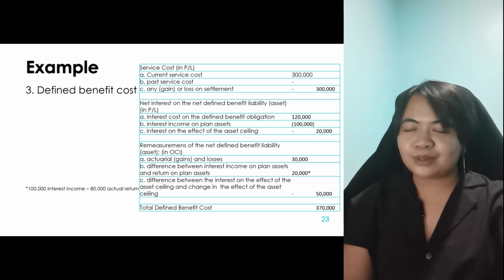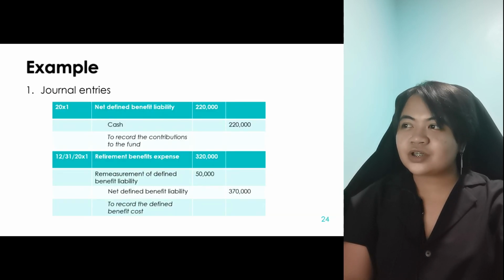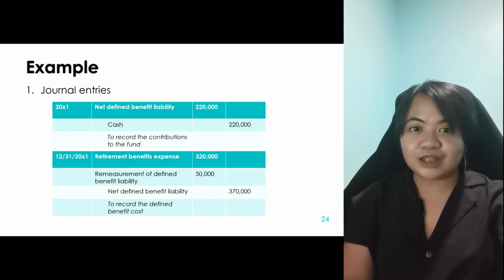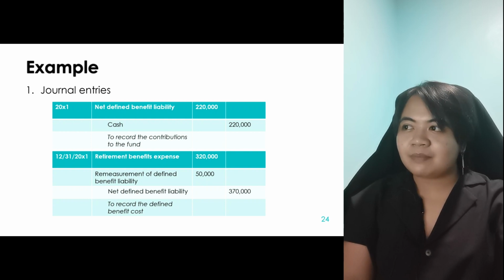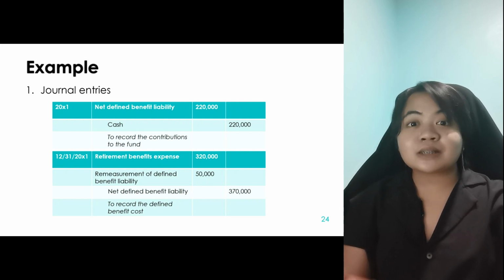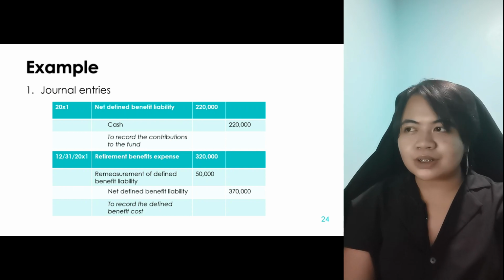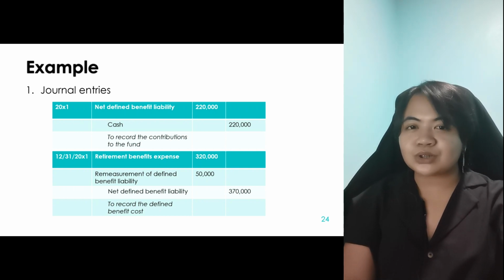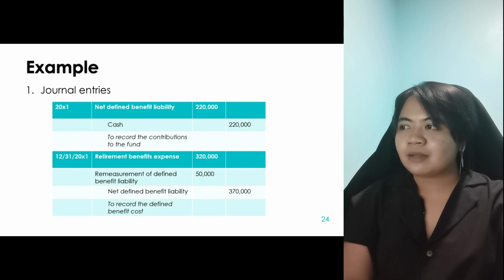Ang dali, di ba? Pag may template. Okay. Journal entries. Okay, let's journalize. For 20x1, yung you have to record the contributions of the fund. Siyempre, nag-contribute ka eh. Debit net defined benefit liability kasi nababawasan na yung liability mo. Nagko-contribute ka na 220,000 and credit cash 220. Naglabas ka ng cash. Okay?